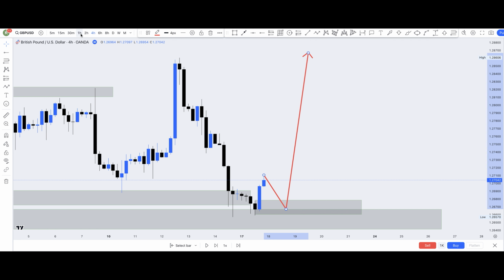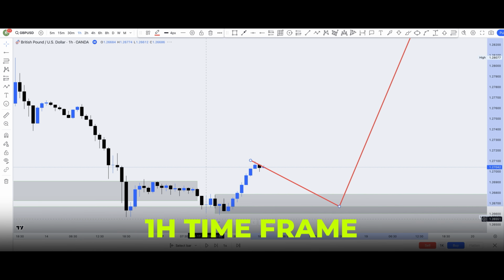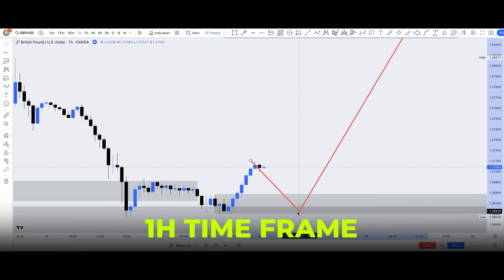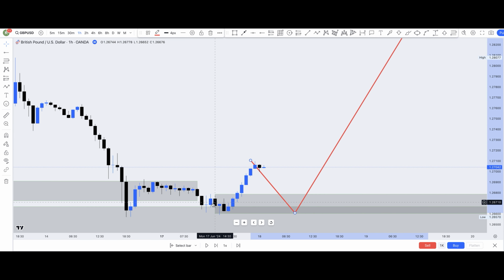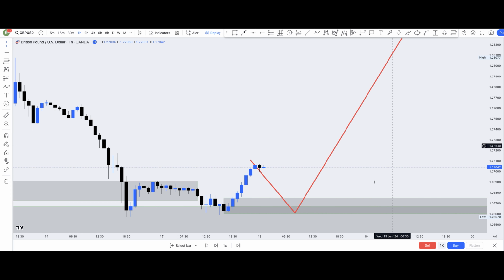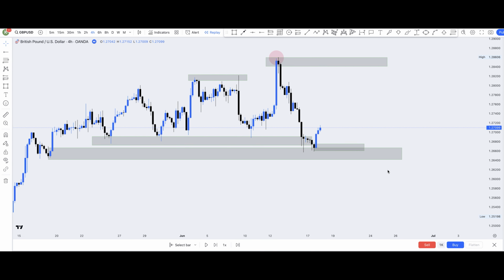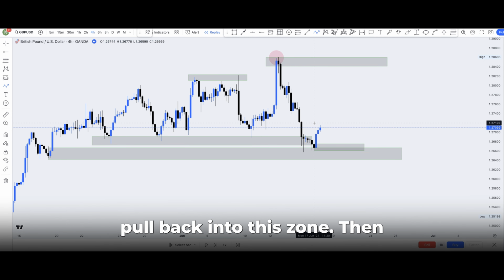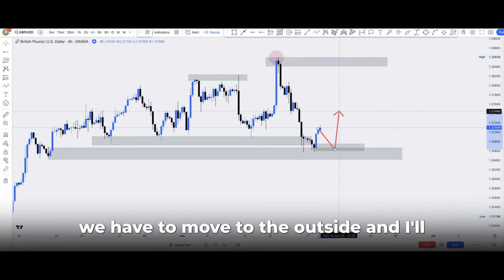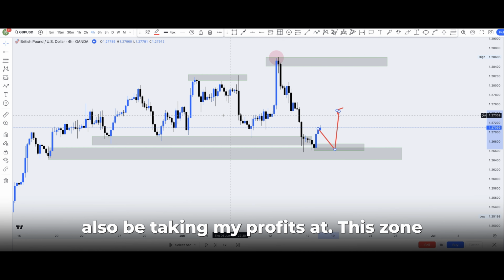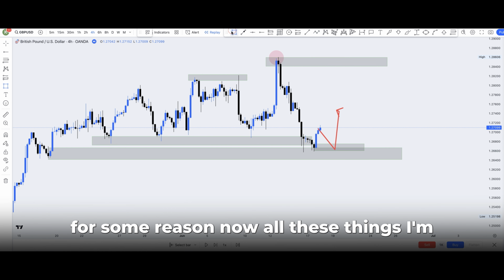Now let's look at the 1 hour time frame and see what we have here. So you see this is a very nice demand zone where price has to trigger. This is the zone at this point, so we are waiting for price to tap into that zone, then we can continue buying. So for now we are just waiting for price to pull back into this zone, then we have the move to the upside, and I'll also be taking my profits at this zone for some reason.